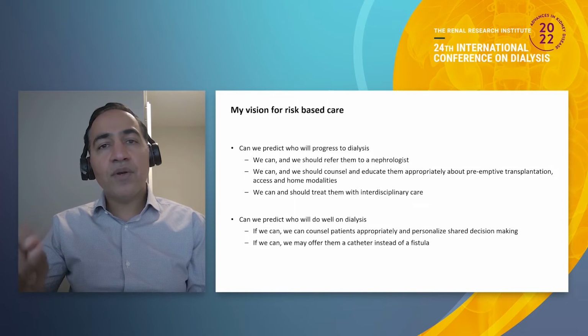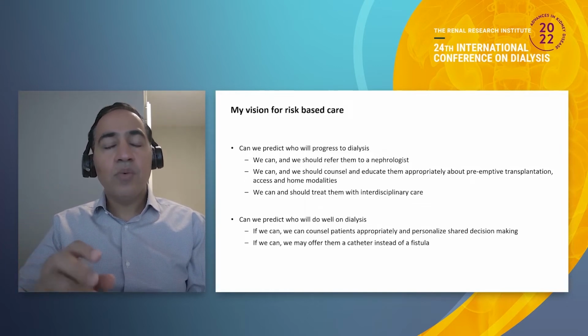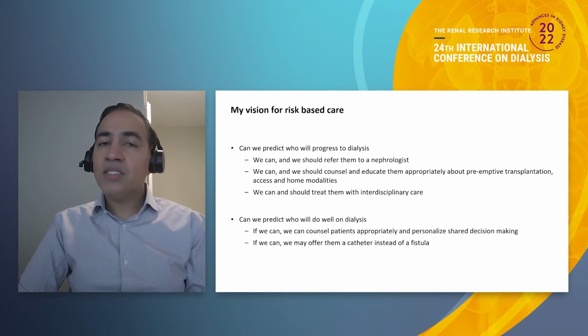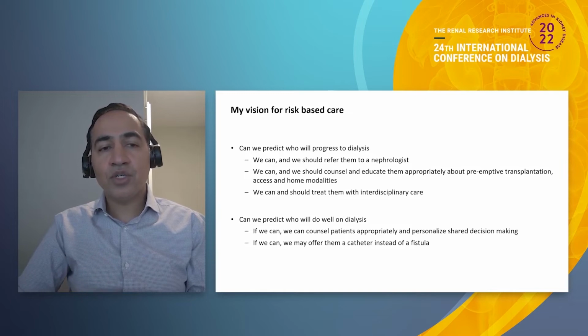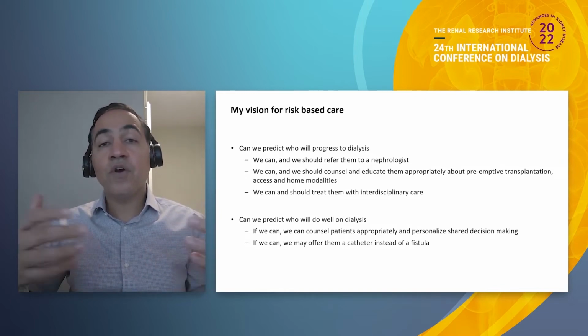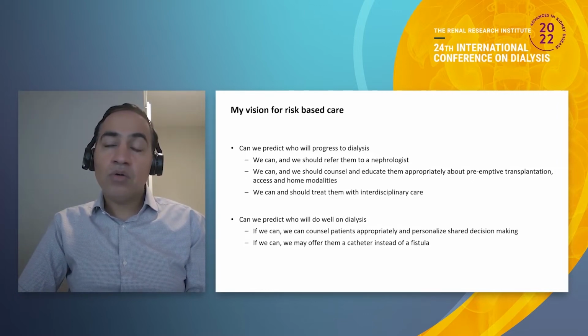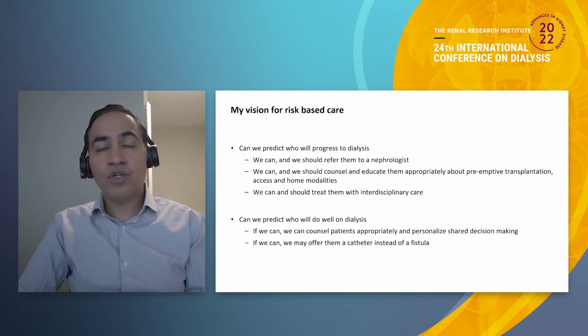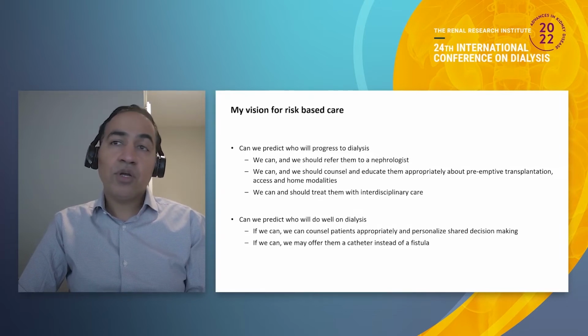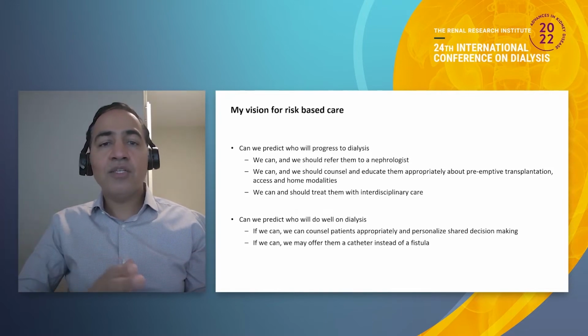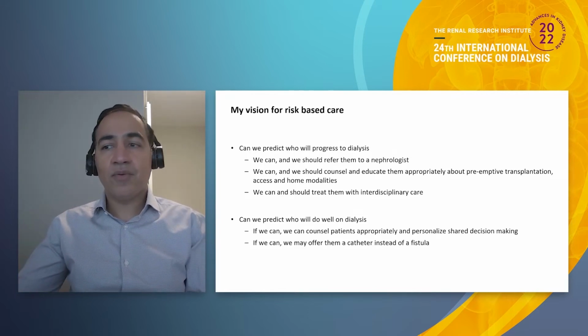And finally, as we get very close to kidney failure, very close to dialysis, we need to predict who will do well on dialysis. And if we can, we should counsel patients appropriately and personalize shared decision making. Dialysis is not for everyone. We need to give patients their own personalized information, not just an average number of people like them. And for some who are at very high risk of mortality, they may not need a fistula, especially in older adults, when a fistula may not even be that successful. So when you take these four concepts into account, we can truly deliver end-to-end risk-based care.